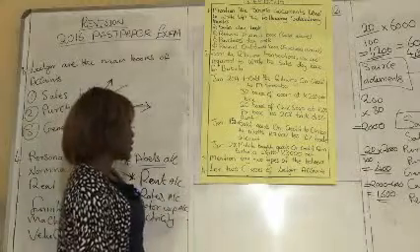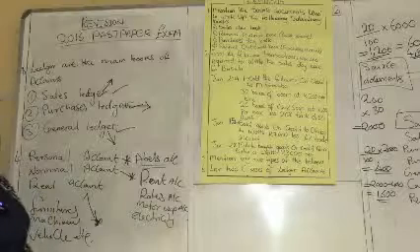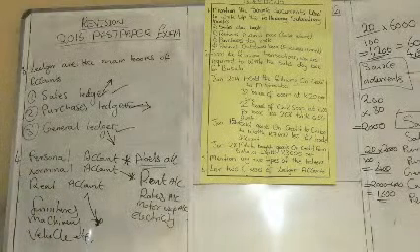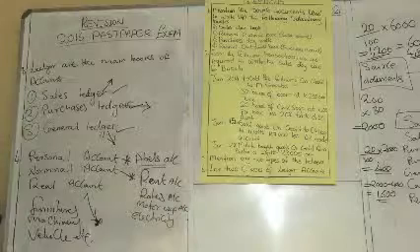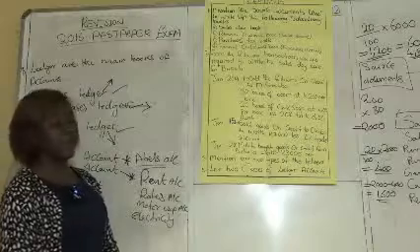And then on the fourth question, we looked at the classes of accounts. Under the classes of accounts, we explained the personal, the nominal, and the real. So these are the questions that were to be answered in this question paper.